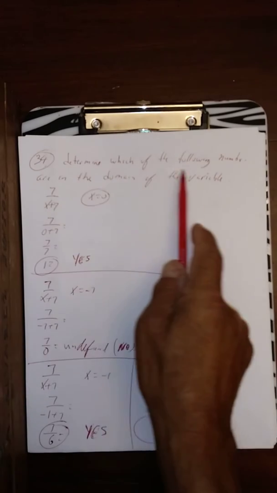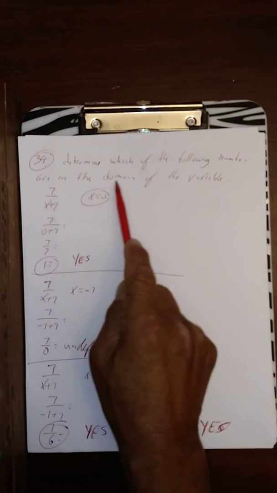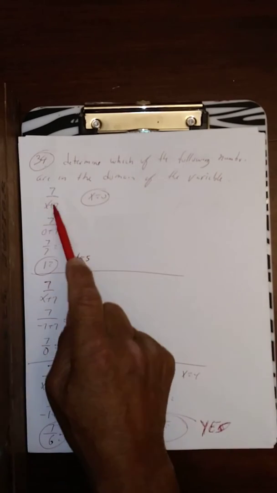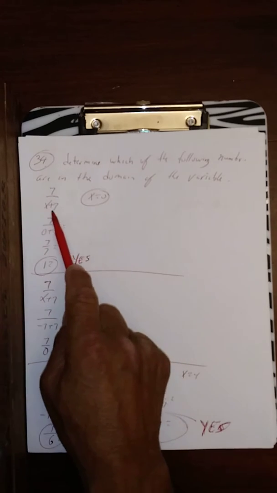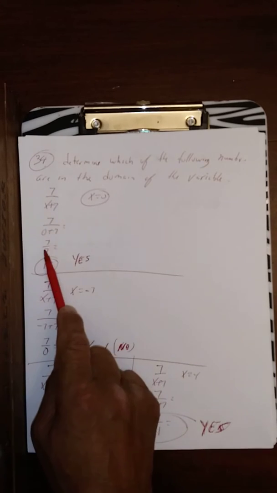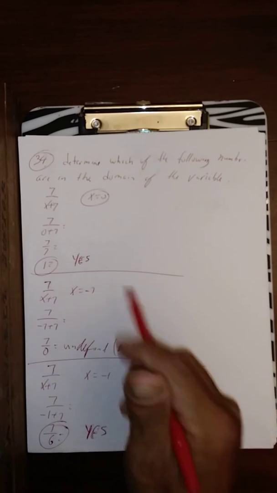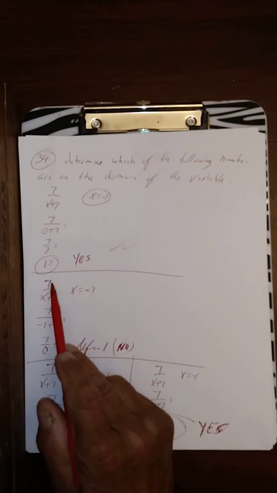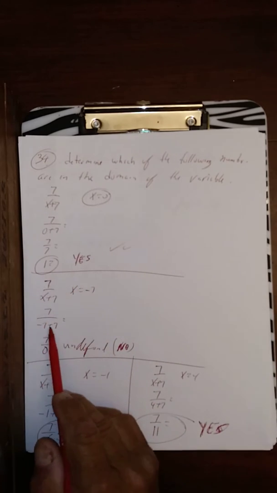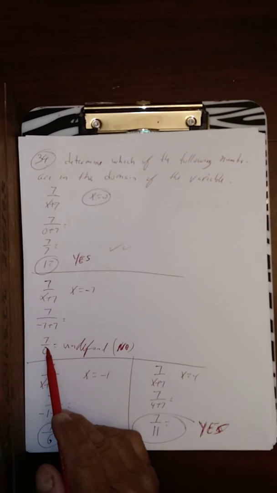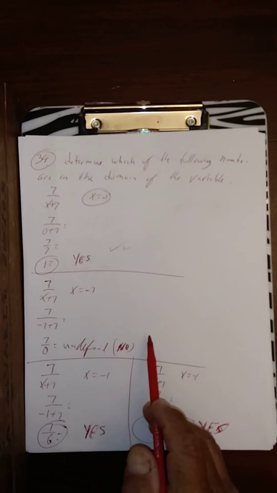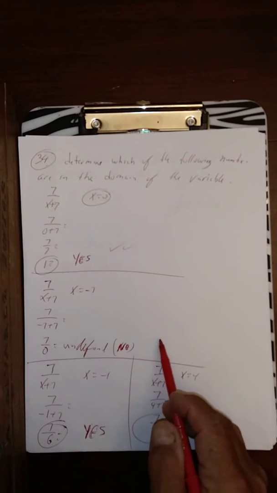Alright, determine which of the following numbers are in the domain of the variable. Alright, so 7, there's the formula. 7 over x plus 7, put 0 in there. 0 plus 7 is 7, 7 divided by 7, 1. Yes, that's good. 7 over negative 7 plus 7. Well, that's going to be 0. Division by 0, undefined. Okay, so that one doesn't work.